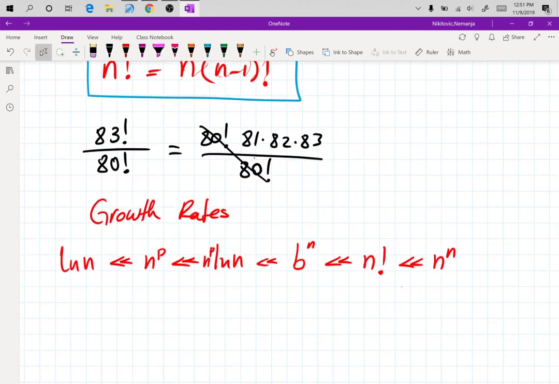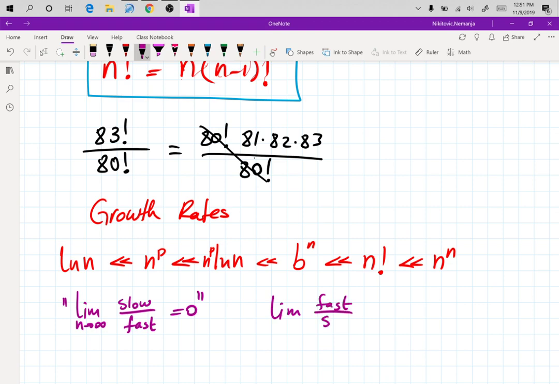And then along with this were those limit formulas I gave you. Limit as n goes to infinity of slow over fast equals 0. And limit of fast over slow equals infinity.